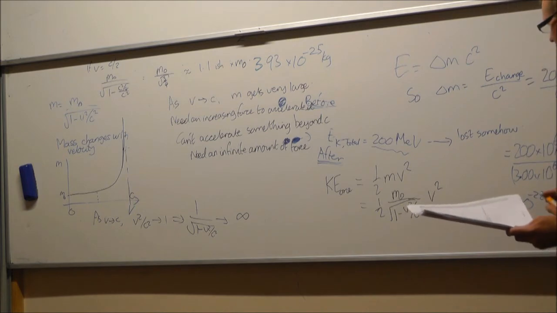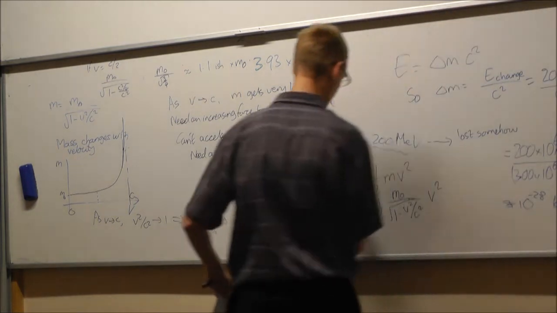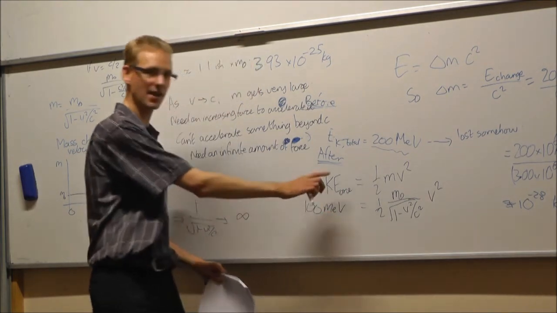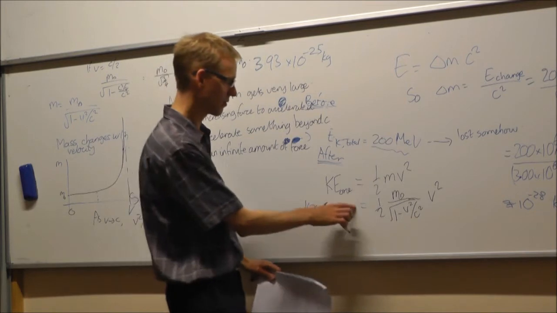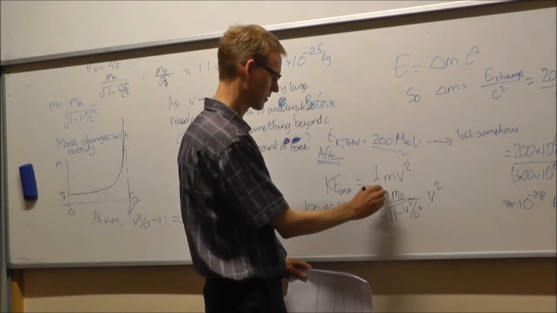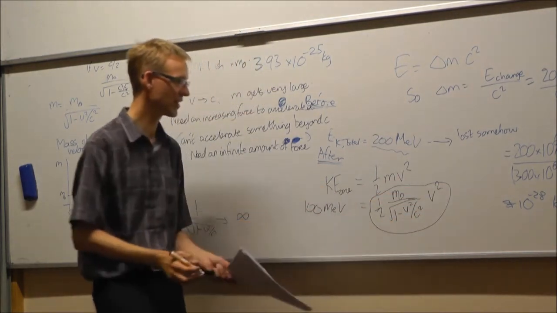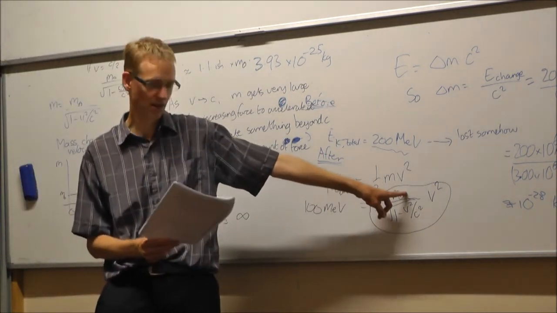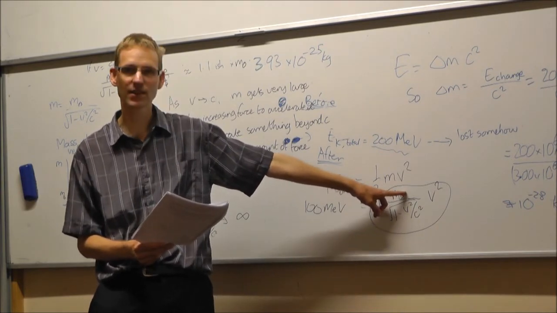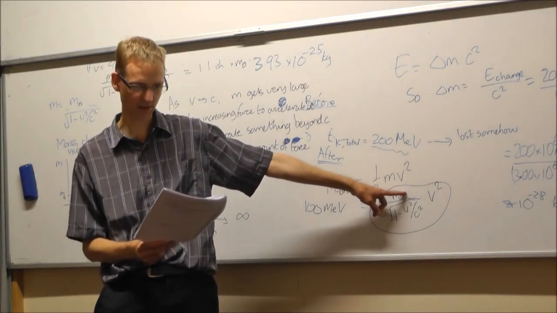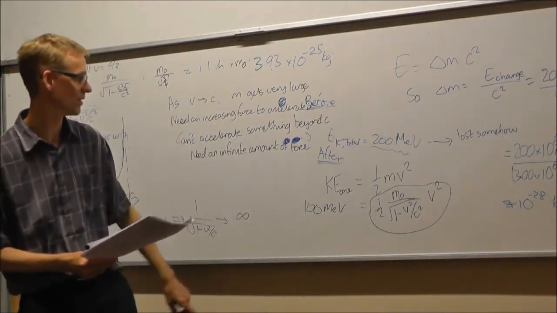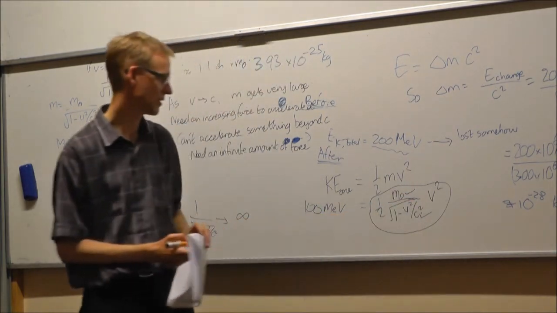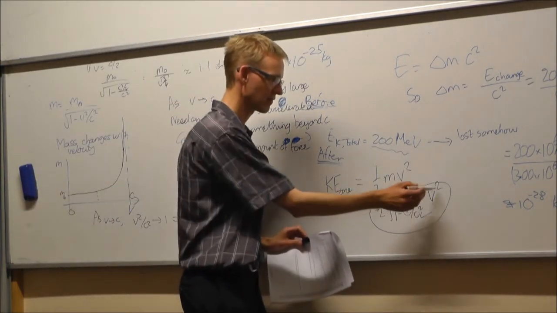So what do we know? So we know that 100 mega electron volts, whatever that is in SI units, equals that expression there. We know m0 because we've calculated that, part 1. We know c, therefore the only thing left to find is v.